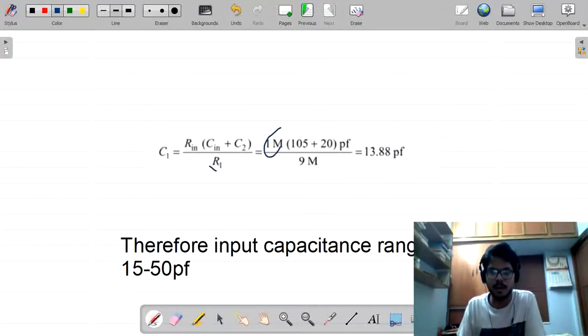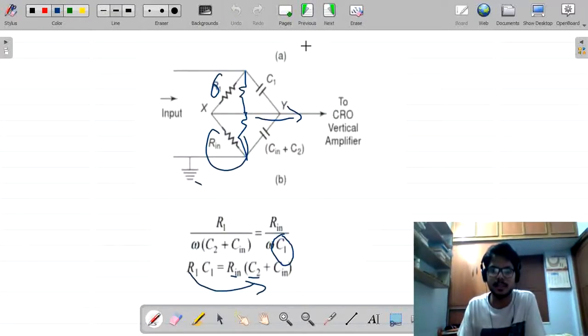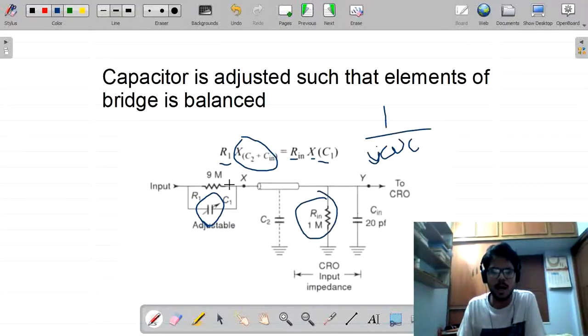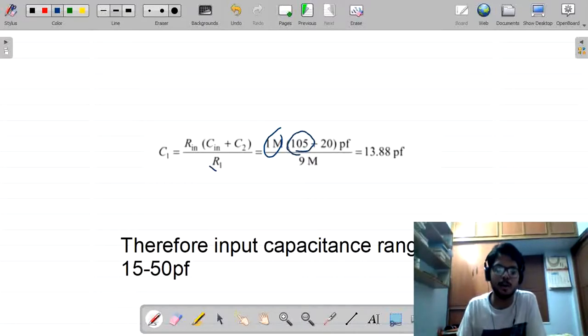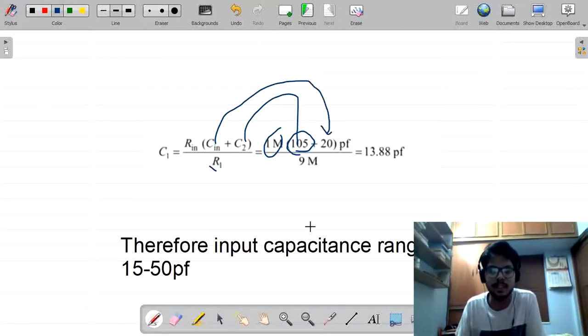Now R1 is 1 mega ohm, Rin is 9 mega ohm. We can see clearly, R1 1 mega ohm, Rin 9 mega ohm, C2 plus Cin equal to 20 picofarad. In general, the constant value of C2 plus Cin is given as 105 picofarad. See, just substitute the values: 1 mega into 105 plus 20, it's 125 picofarad, by 9 mega. It results in 13.88 picofarads.